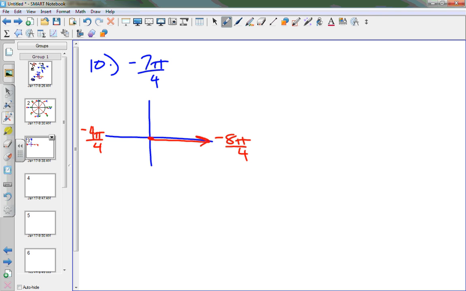So I'm going to have 4 slices of pizza below us, and I'm going to have 4 more above us, so where would 7 pi over 4 be at? Between the top one, right there. However, which way am I opening? The opposite way. I'm going this way.